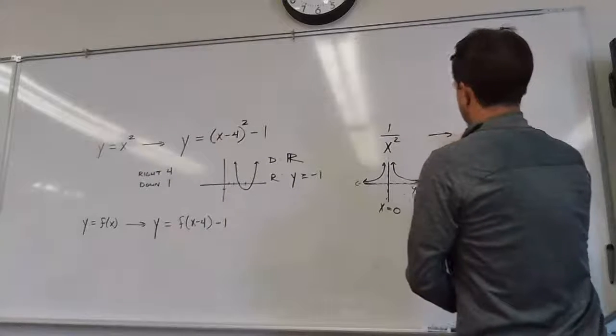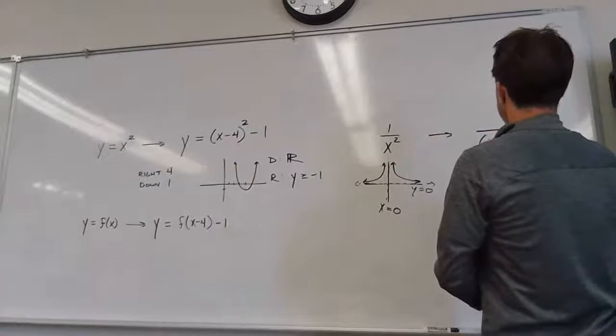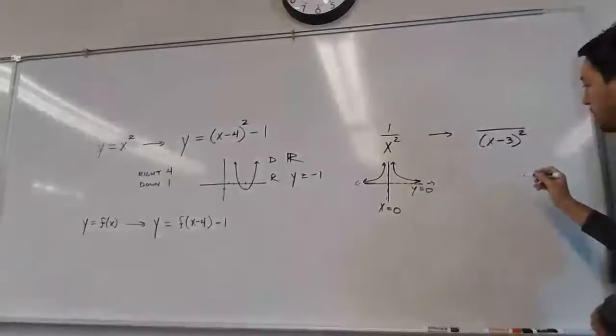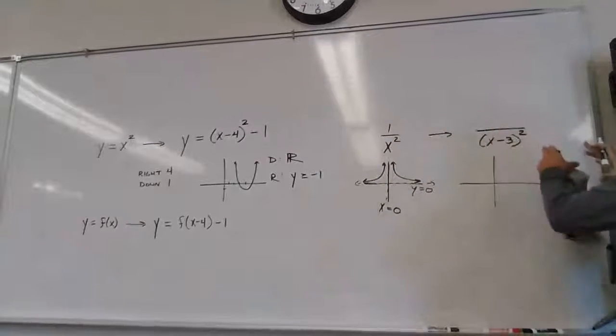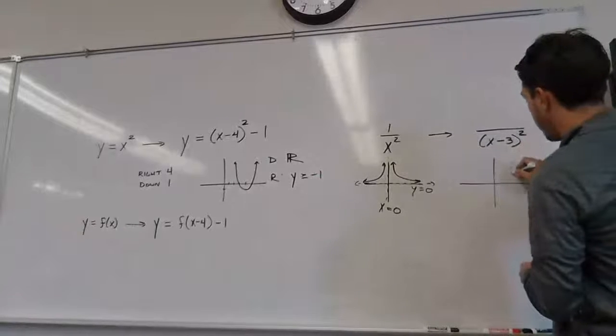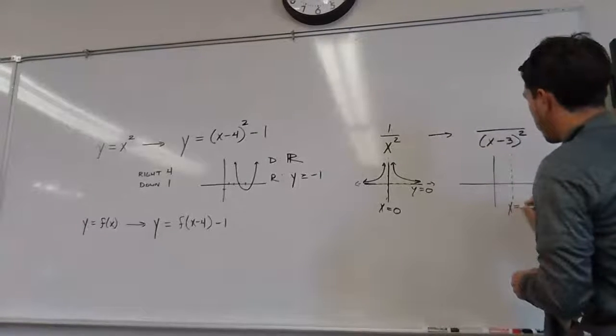So there's 2 things that happen to it. First, we replace the x with an x minus 3. So what does that do? Shifts the entire structure to the right 3. So now this vertical asymptote is x equals 3.